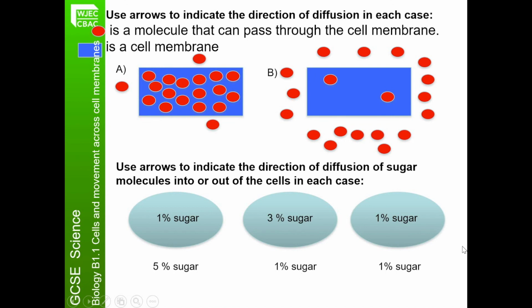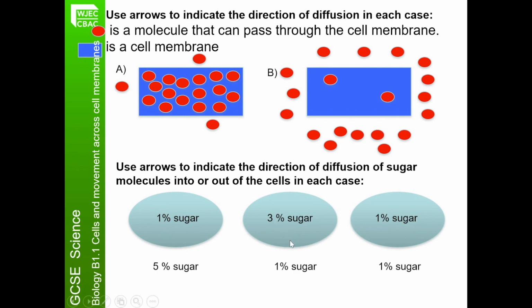And in this final example, we can see the percentage is the same inside and outside the cell. So we say that the solution is in equilibrium in and outside of the cell. So there is no net movement. There may be some molecules just moving in and out, but it will pretty much stay the same. It will be in equilibrium.